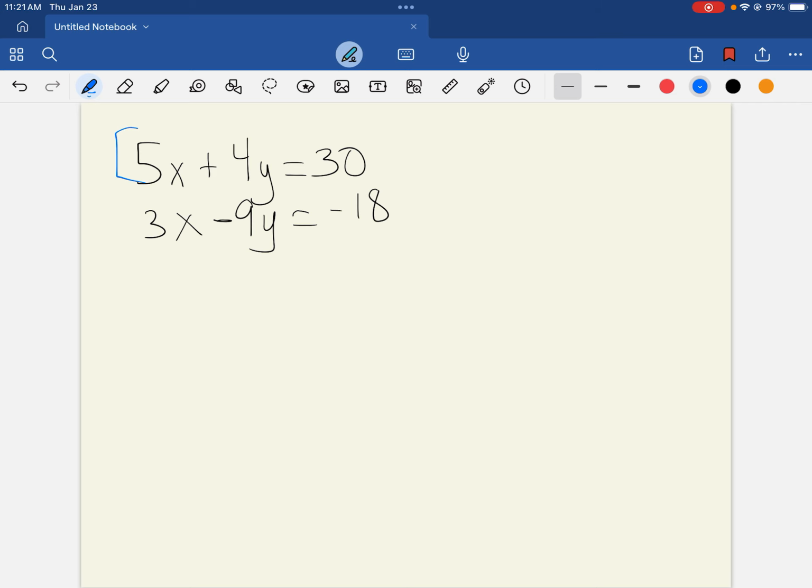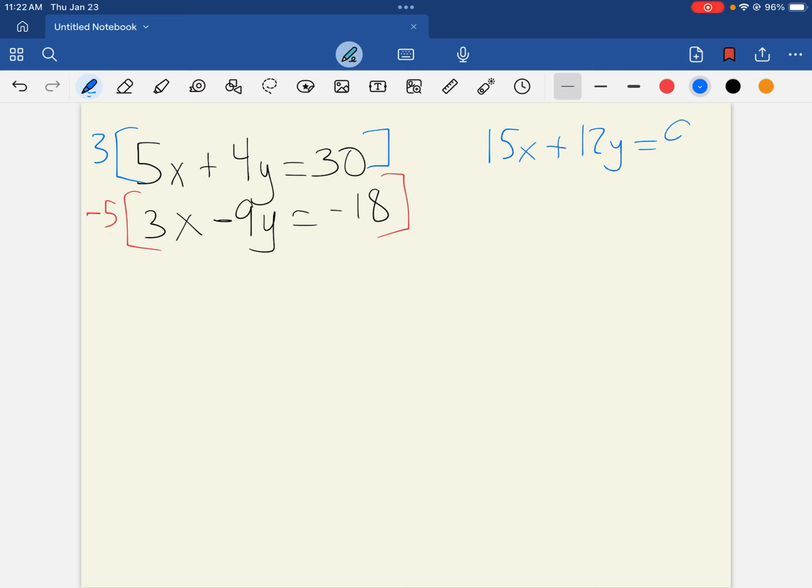So the first time that 3 and 5 go into the same number is 15. I also need one of those 15s to be negative. It doesn't matter, so I'm just going to choose the bottom equation. So I'm going to multiply the top equation by 3, so I will have a positive 15, and I'm going to multiply my bottom equation by negative 5, so again, the coefficient of x is negative 15.